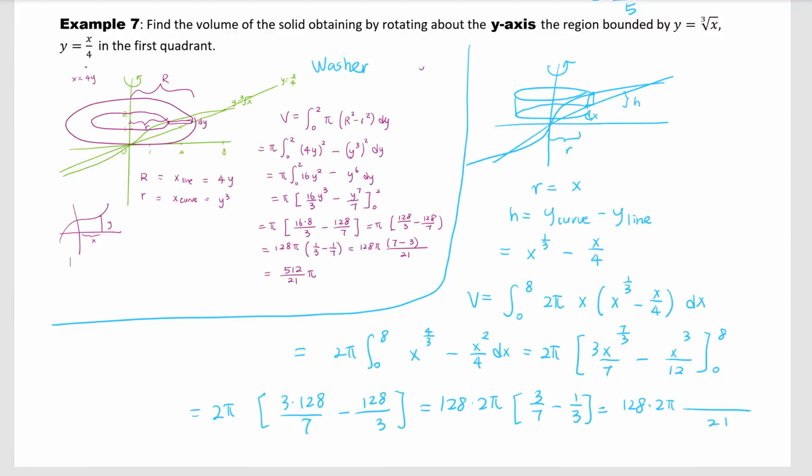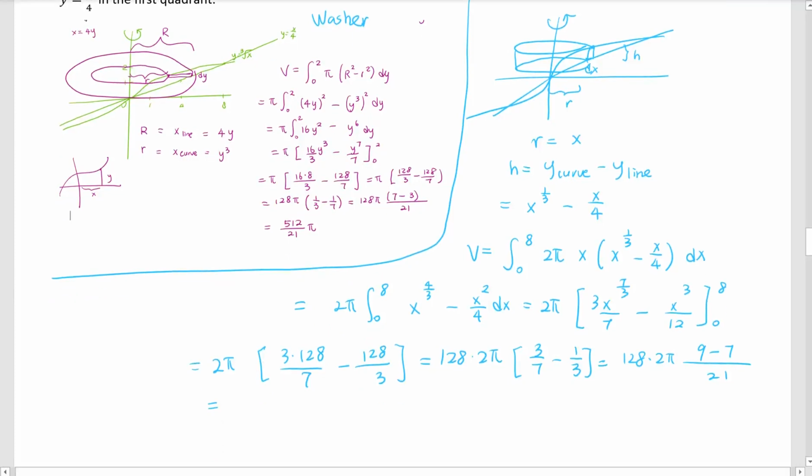And let's see. That's 21. 3 times 3, 9, minus 7. Oh, that is 2, right? So 2 times 2 is 4. 4 times 128 is 512. Oh, do you see we have the same answer? And that's always the case.